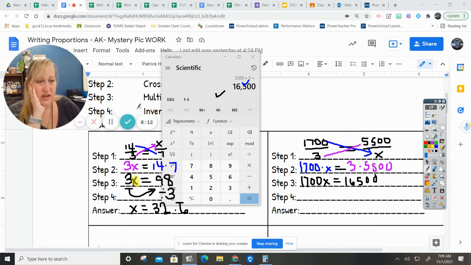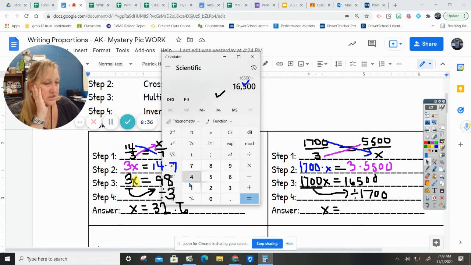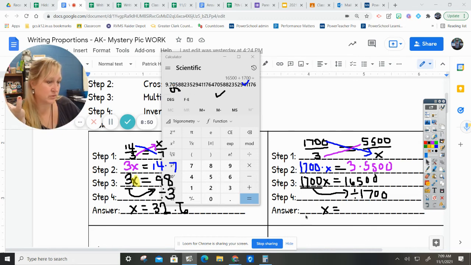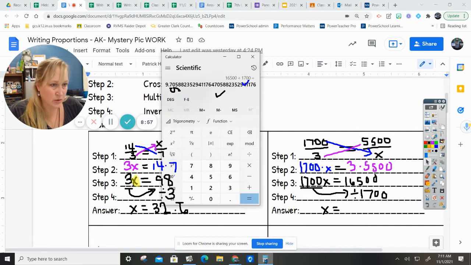Step four is to use that inverse operation. So that means I'm going to use the opposite of multiplication. You can see this is being multiplied. And I'm going to move that to the other side in order to isolate the variable X. That means that X is what's left. And the answer will be whatever 16,500 divided by 1,700 is, and it wants us to round to the nearest tenth. So the nearest tenth is seven, looks at zero, so it stays. So we're going to end up with 9.7 as our answer.